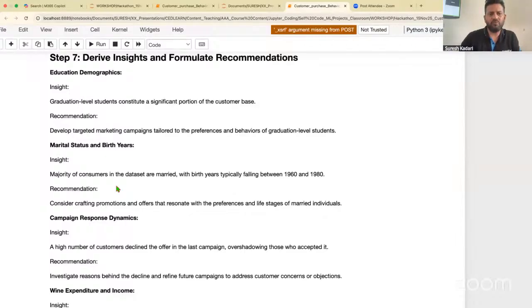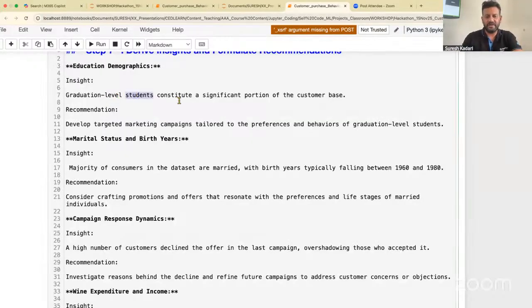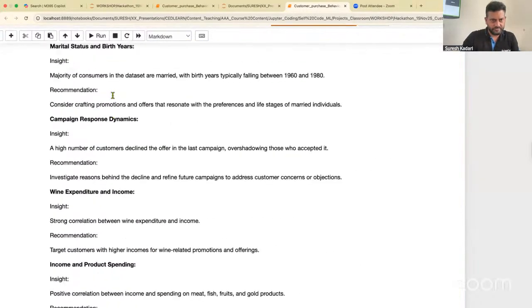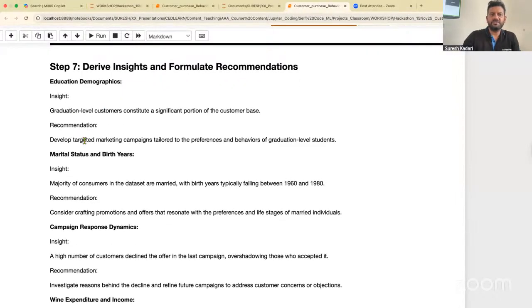One thing I'll say: graduation level students constitute a significant portion of the customer base. Recommendation: develop targeted marketing campaigns, tailoring to the preferences and behaviors of the graduates.